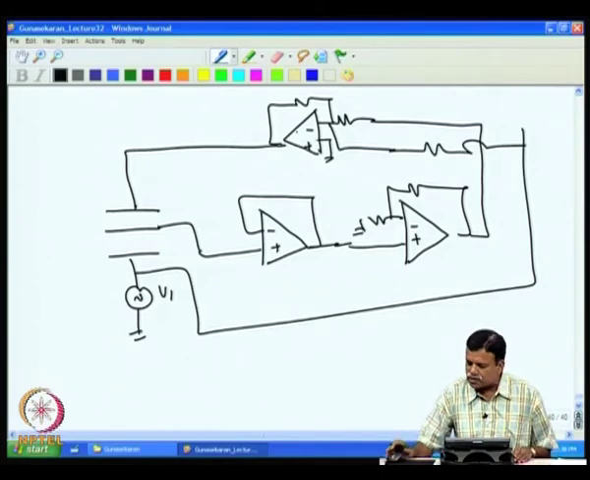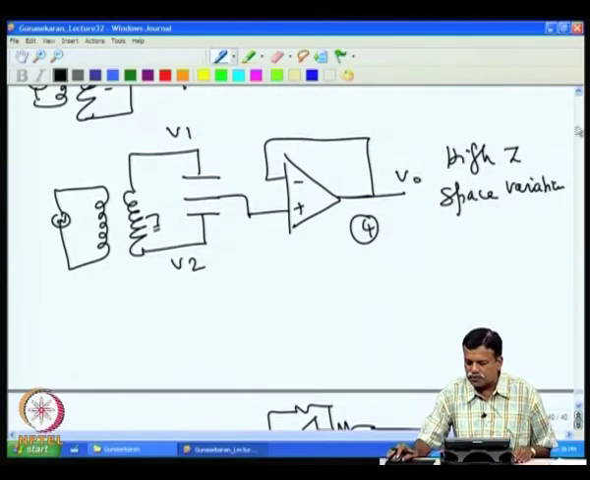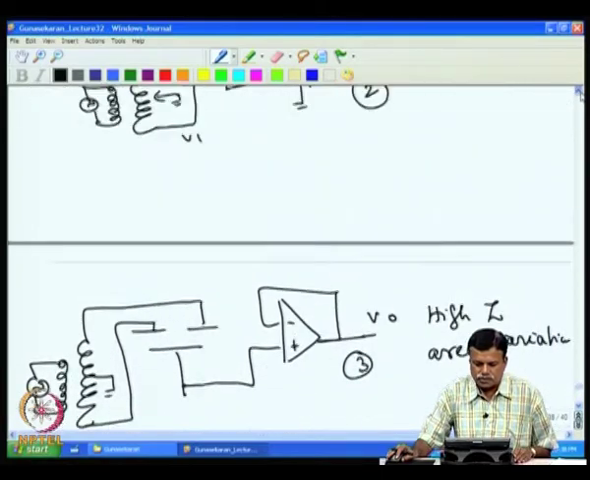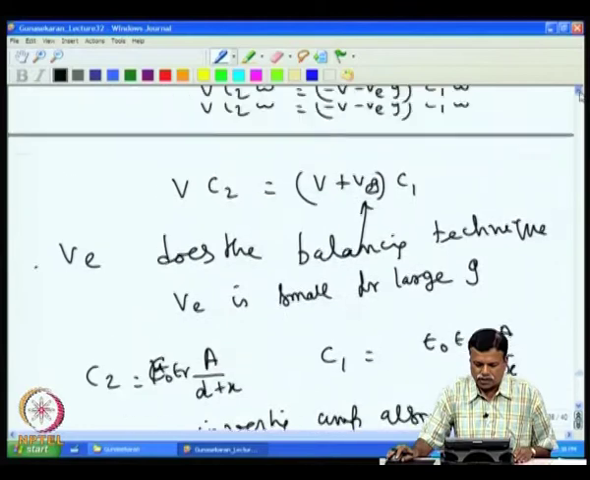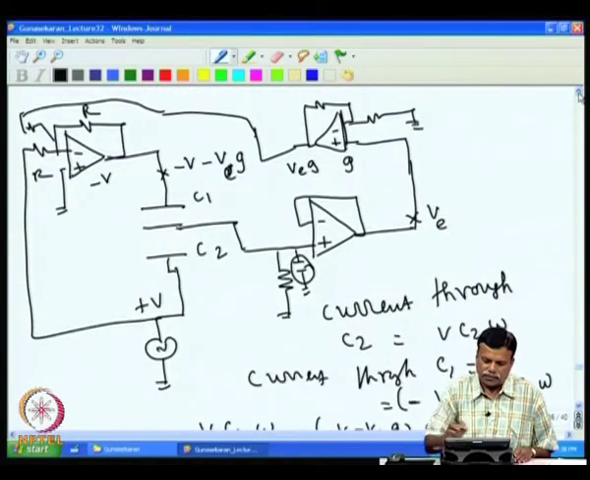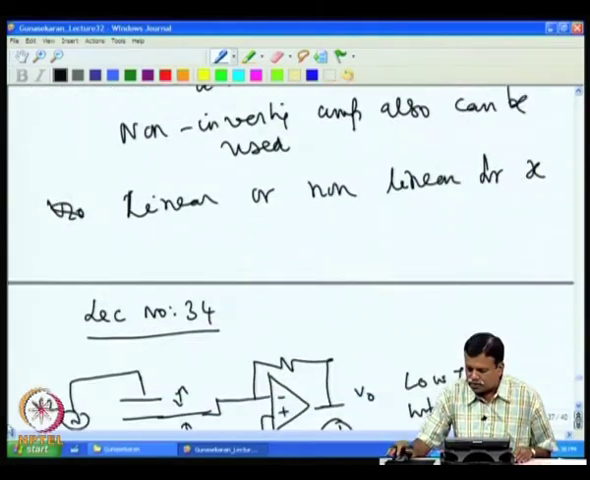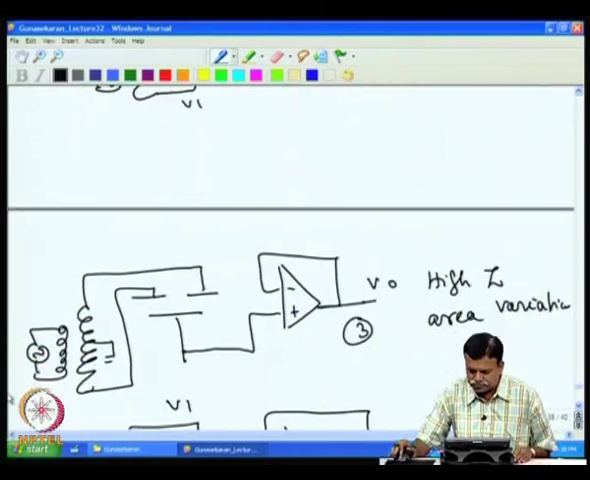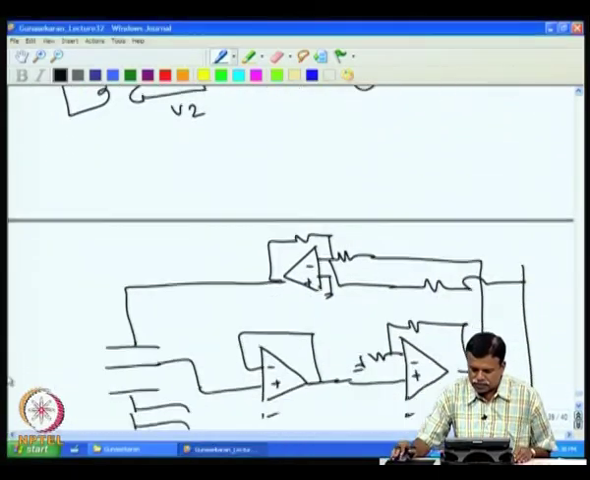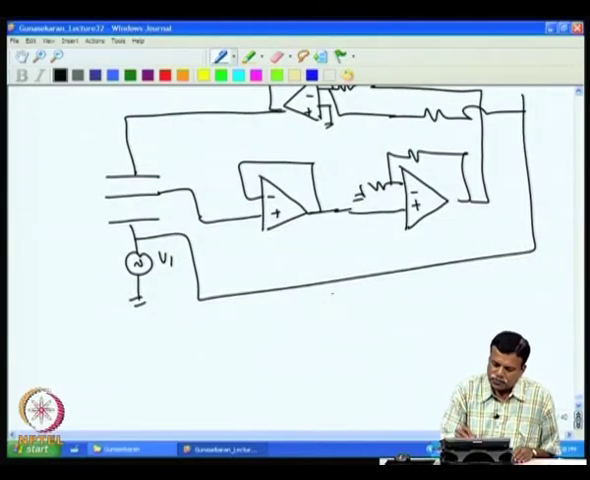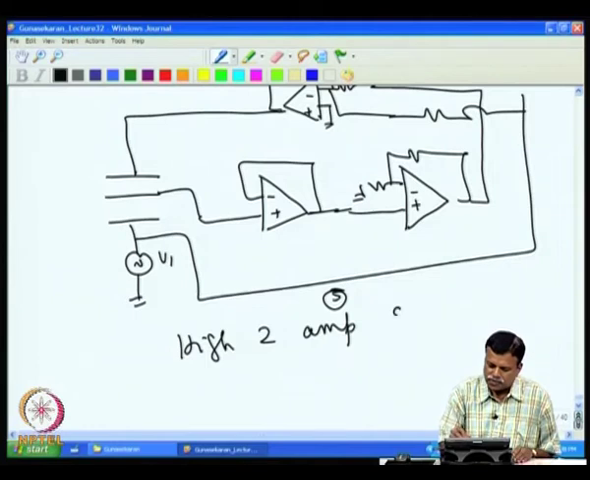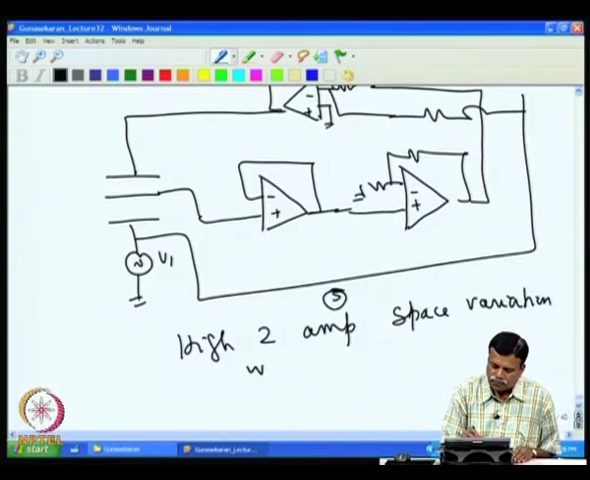We had seen this earlier, in the last class, the same circuit with feedback, the high impedance amplifier with feedback. The same circuit which we are now calling circuit number 5. This is actually the IZ amplifier with space variation with feedback.